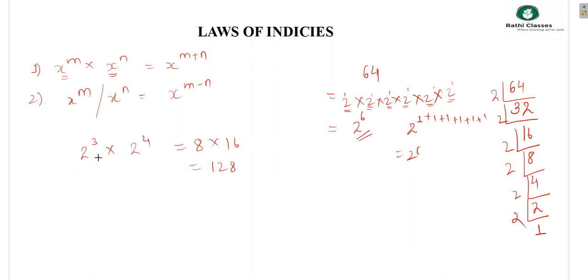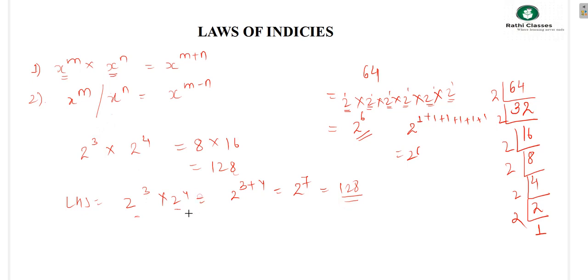So if I take the LHS, what is the LHS? 2 power 3 into 2 power 4. So this is 2 power 3 plus 4, as I am using property 1. Since the base is 2, the value is 2 power 7, and 2 power 7 equals 128. So this is the way we apply it.